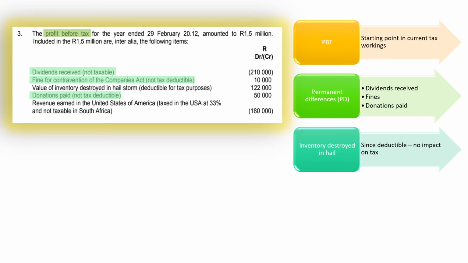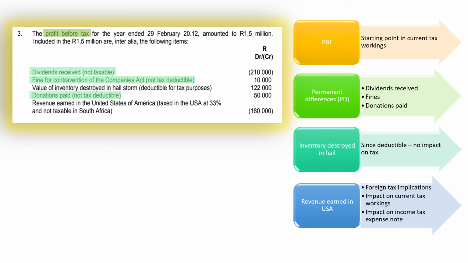And the last point, revenue earned in the United States of America taxed in the US at 33% and not taxable in South Africa, 180,000. So over here you have an instance where revenue earned in the US will have foreign tax implications. This will also impact your current tax workings as well as your income tax expense note.